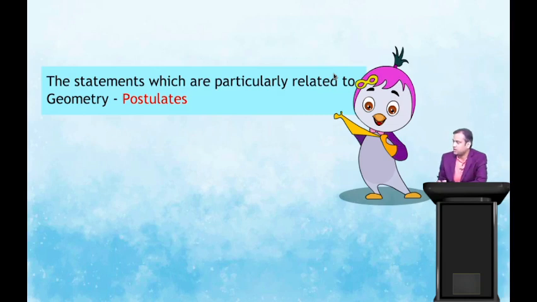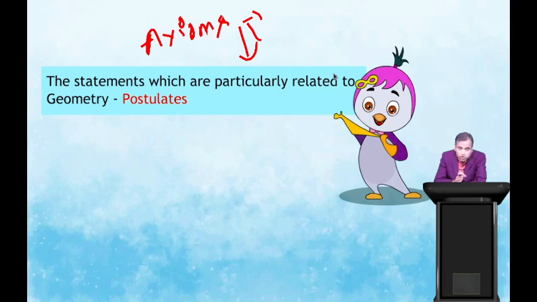The statements which are particularly related to geometry are called postulates. So first we learn about the axioms, and these are related to any branch of mathematics. Any branch means, for example, algebra, for example, arithmetic. But the statements which are particularly related to geometry, these are called postulates.